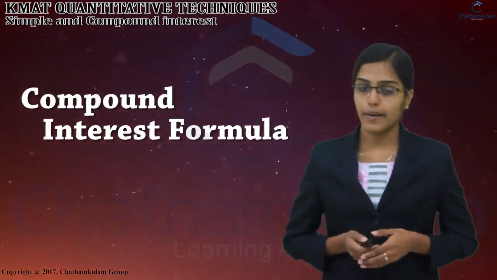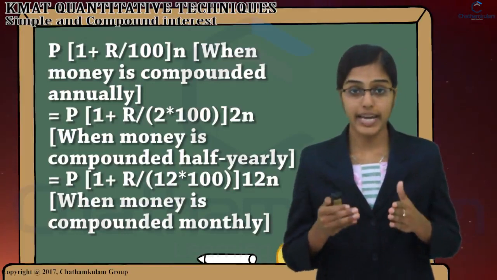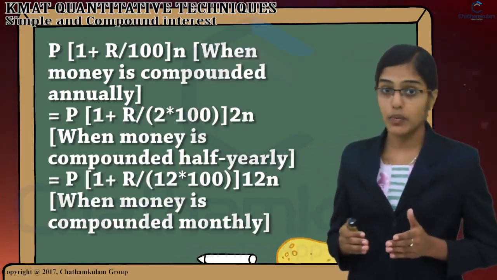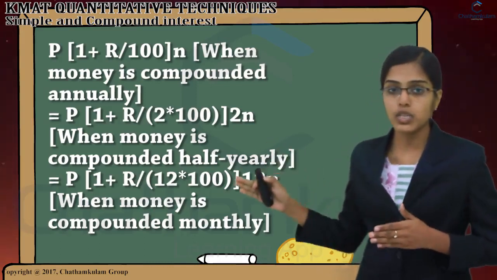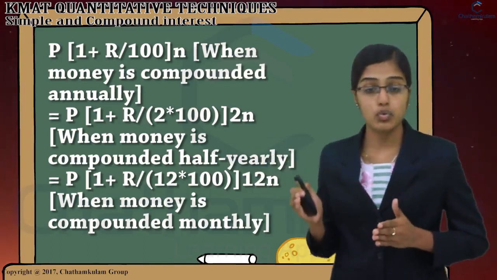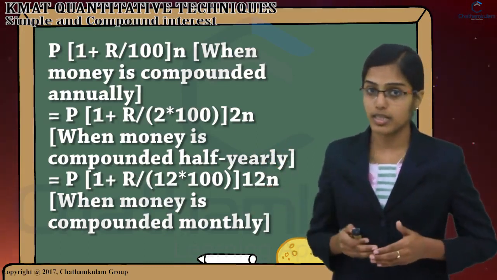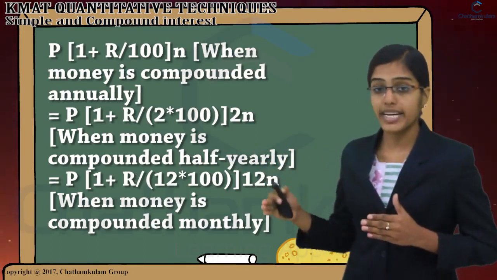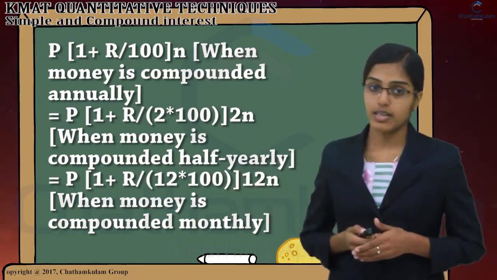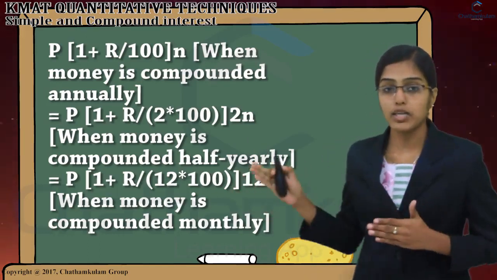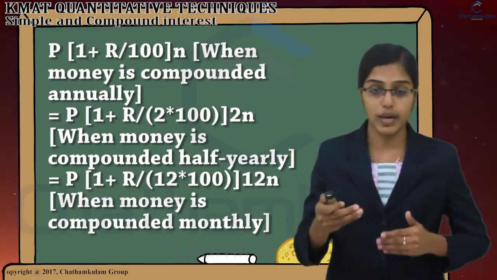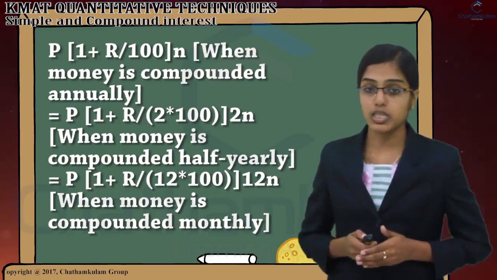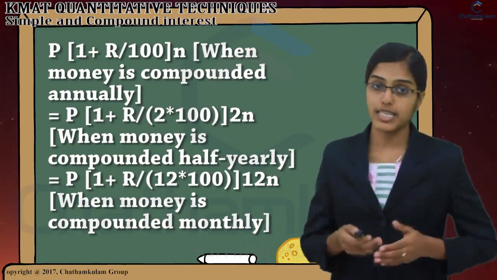Next, we will discuss the compound interest formula. P into (1 plus R by 100) whole raised to n when money is compounded annually. Our next equation is P into (1 plus R divided by 2 into 100) whole raised to 2n. This equation is used when money is compounded half yearly. Our next equation is P into (1 plus R divided by 12 into 100) whole raised to 12n. This equation is used when money is compounded monthly.